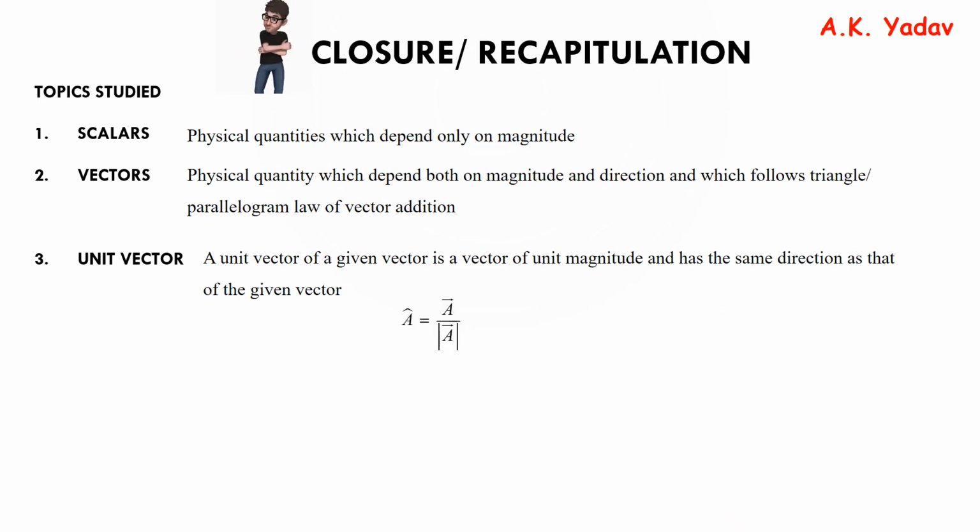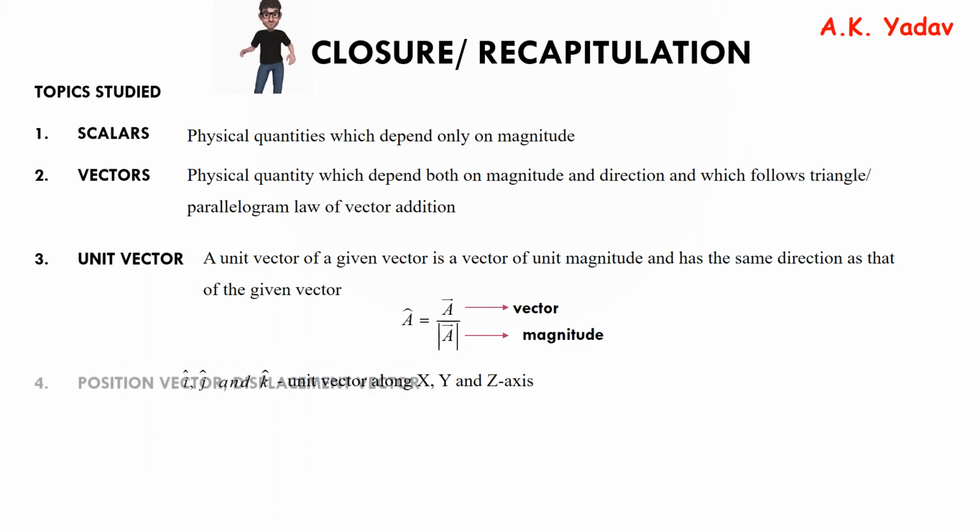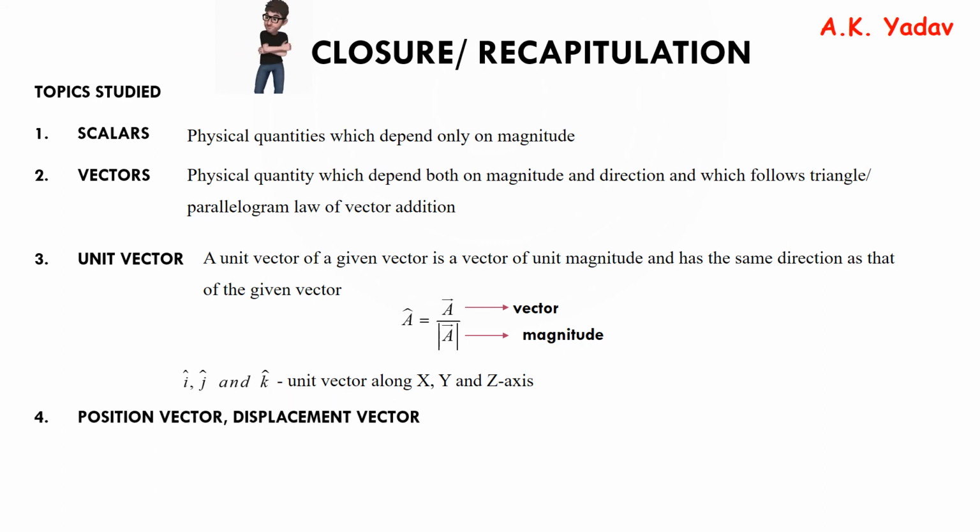given vector. A cap is equal to vector A divided by magnitude of A, where A is a vector and this is the magnitude. i, j and k are the unit vectors along x, y and z axis. We studied about position and displacement vector also.